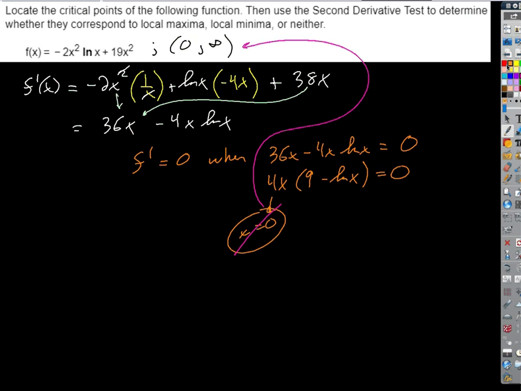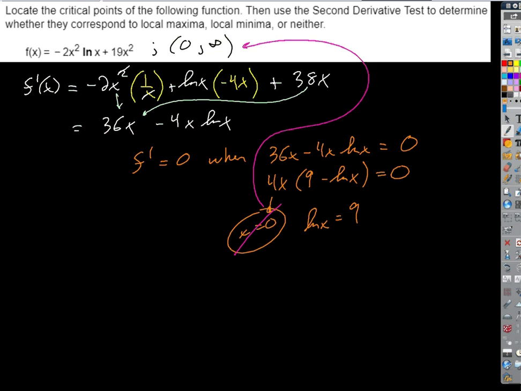If I set this equal to 0, I'm going to get log x equals 9. Okay, how do I solve that? I'm going to go e. Good. I undo a natural log by exponentiating both sides. They're inverses, right? So they cancel each other.